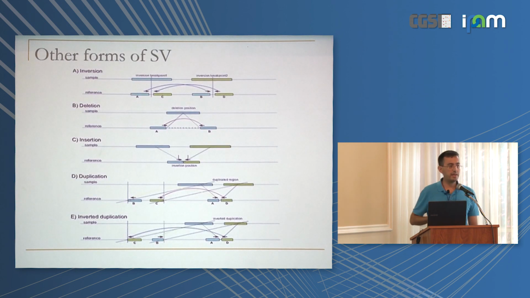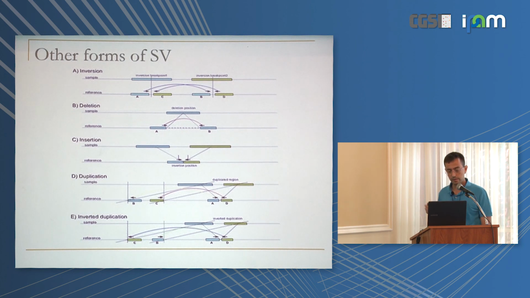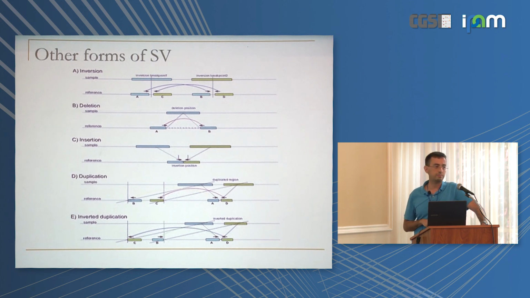And we can also formulate this to discover other forms of structural variation that we didn't do yet. A master student is now working on it. We can also, theoretically, find deletions, insertions, duplications, and inverted duplications.